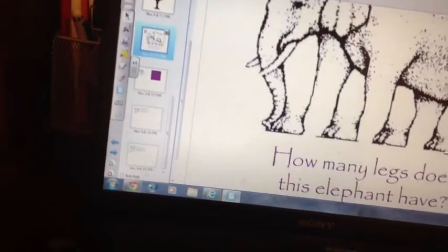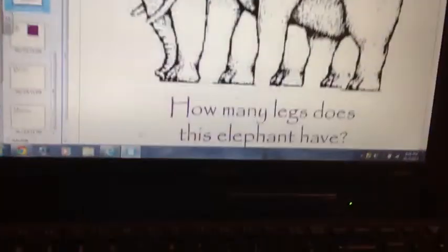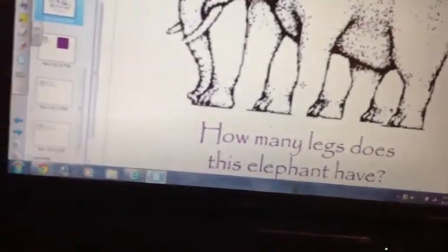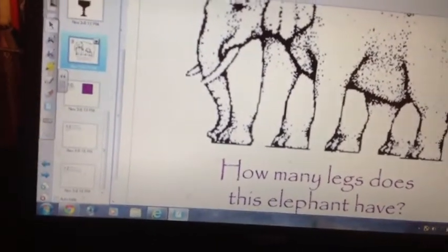Here's an interesting optical illusion. How many legs does this elephant have? We can try counting. 1, 2, 3, 4, 5, 6, 7, 8. But we all know elephants only have 4 feet. How can this be? Our eyes must be tricking us.